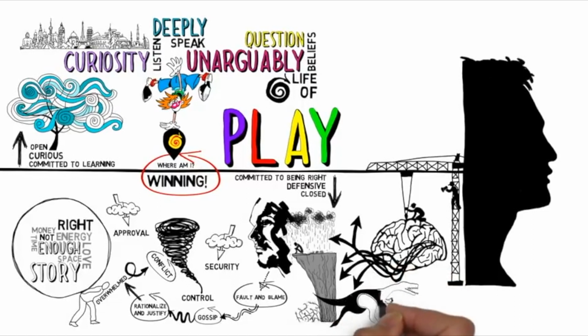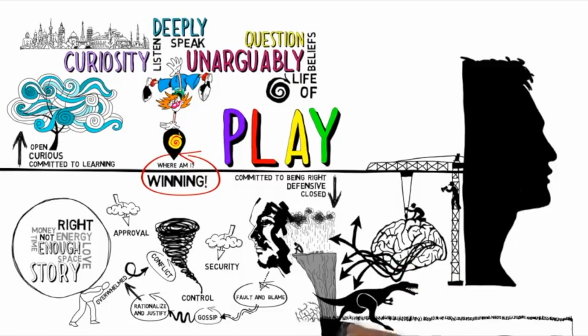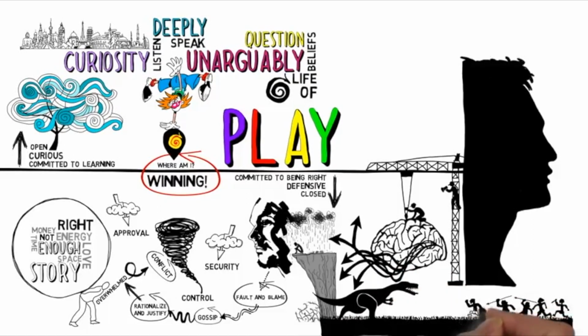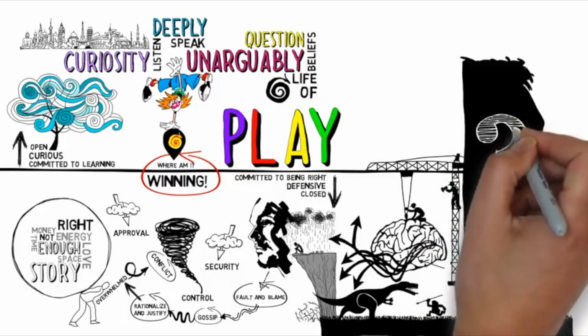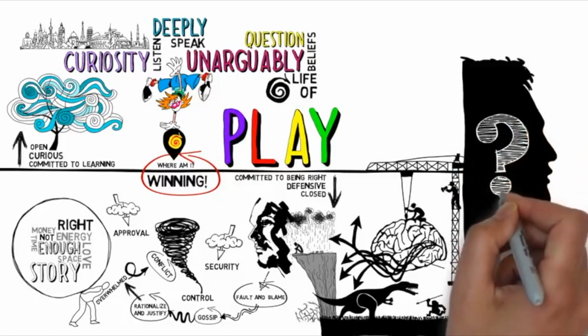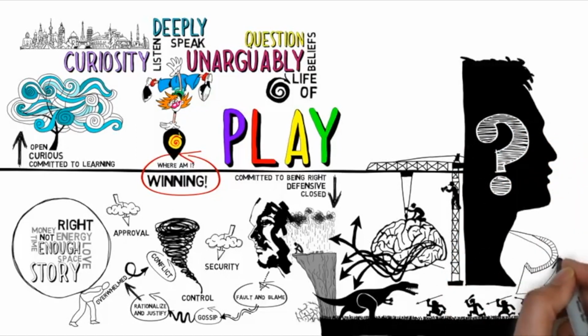This reaction was designed to help us survive in the presence of a real threat to our physical survival. An issue for modern-day leaders is that often our brains can't tell the difference between a threat to our physical survival and a threat to our ego or identity. We react and get defensive when we experience a threat to our ego. So in many ways, being below the line is natural and normal.